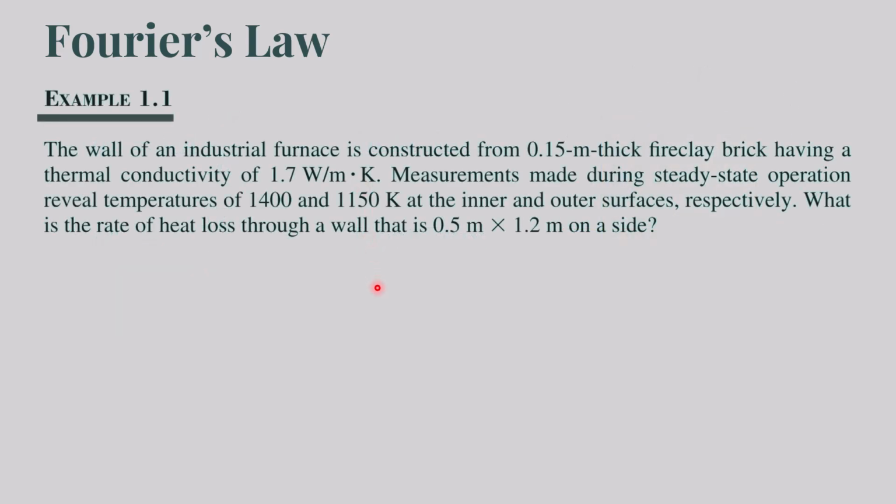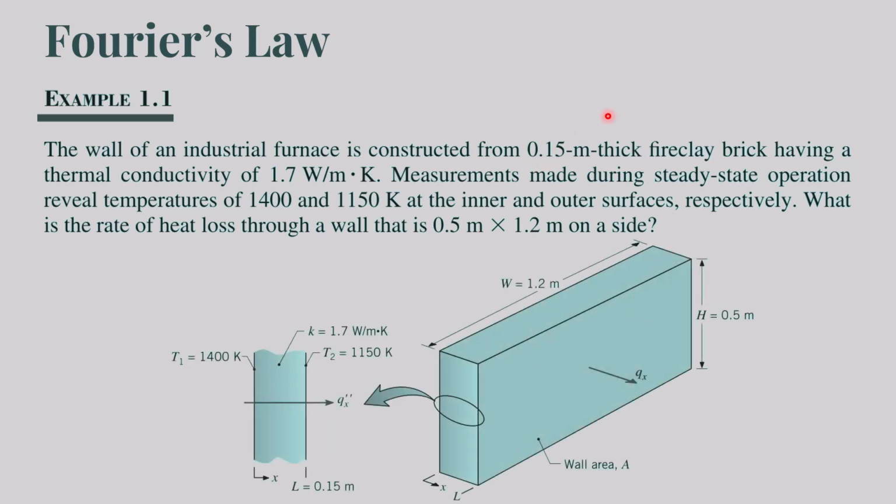Now I'm going to solve one problem using Simscape. The wall of an industrial furnace is constructed from 0.15 meter thick fire clay brick. So when it says fire clay brick, it means now we know the material. And knowing the material, we can find the conductivity. So K is going to be known, and this problem has given us the conductivity. It is 1.7 watt per meter Kelvin.